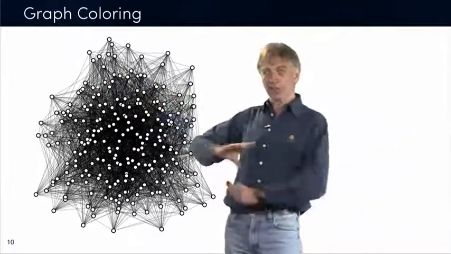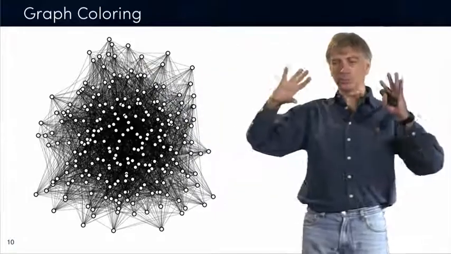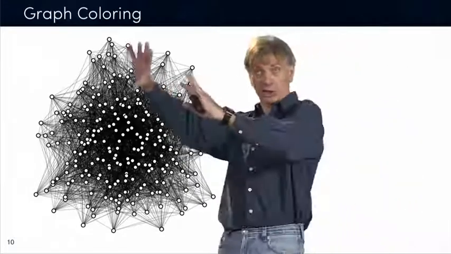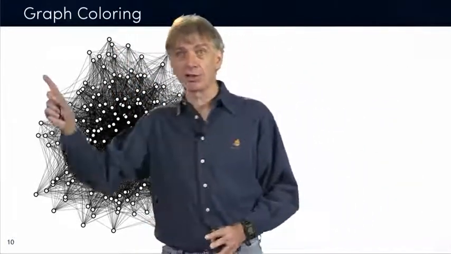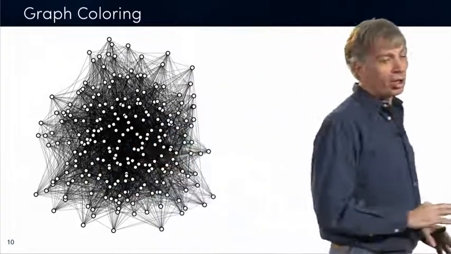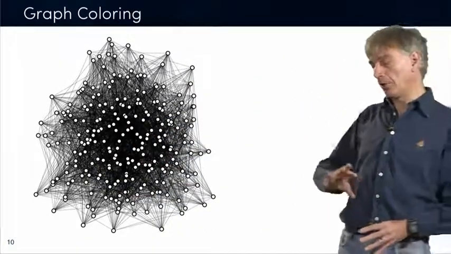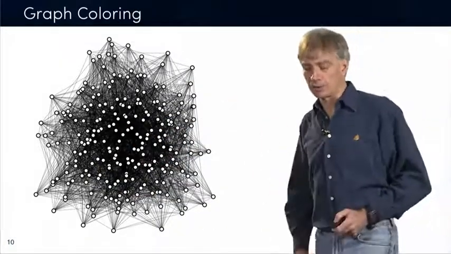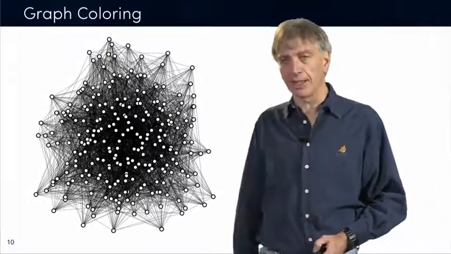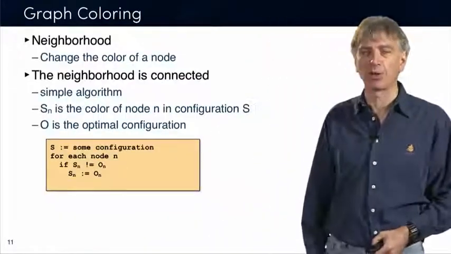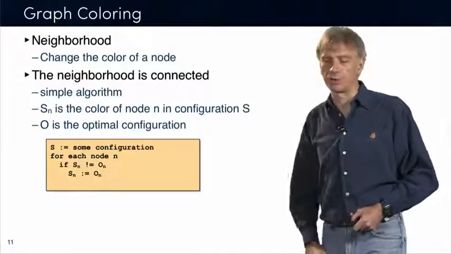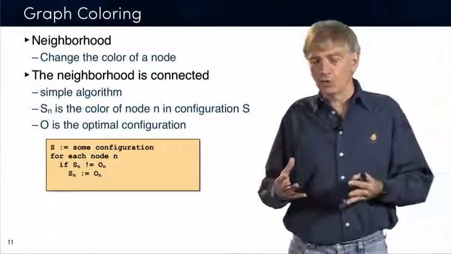So what you see here is graph coloring. Remember, we had this problem where you had to color all these vertices such that two adjacent nodes had to be colored by a different color. And the neighborhood that we chose was very simple. It was changing the color of a node. And obviously that neighborhood is connected.